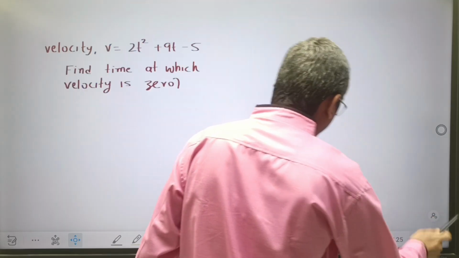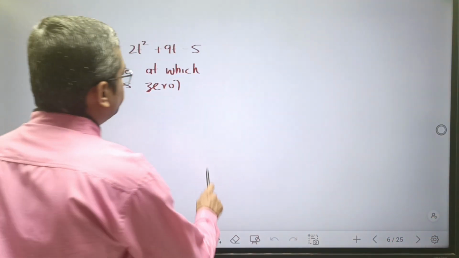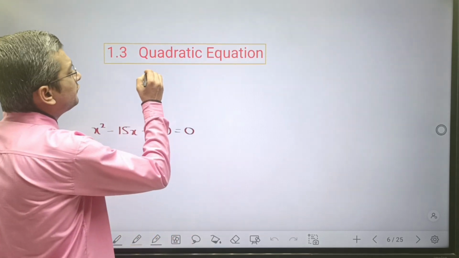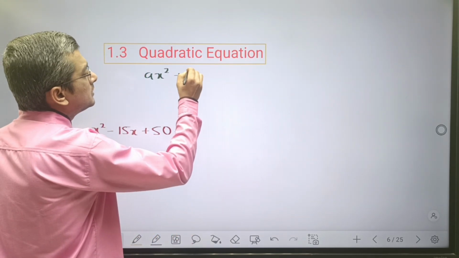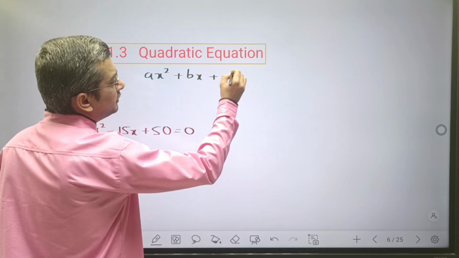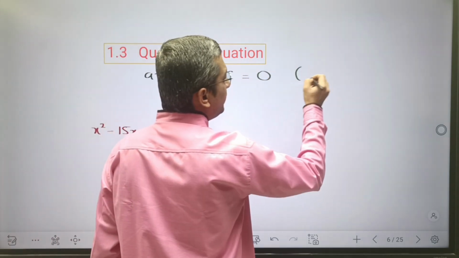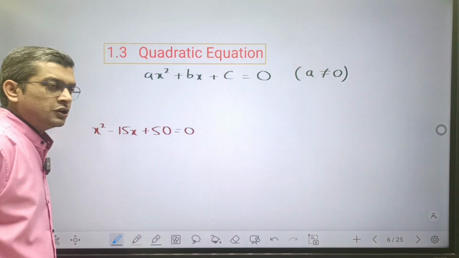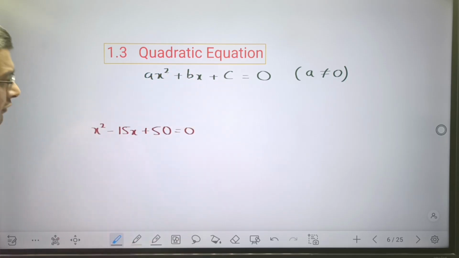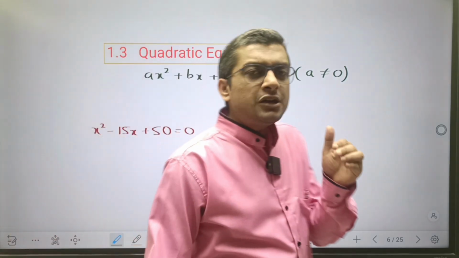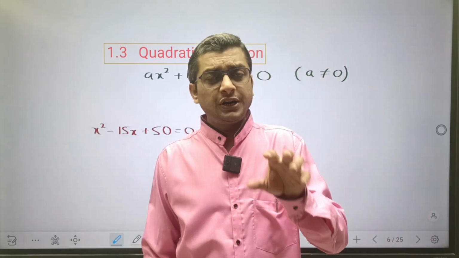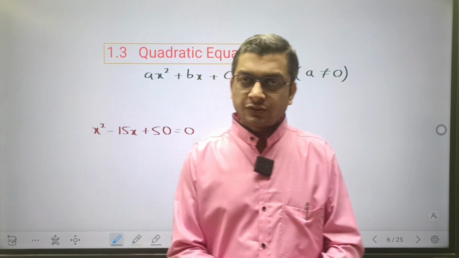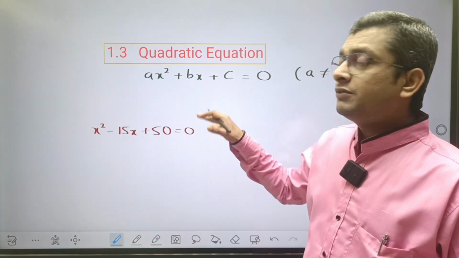Okay. Now, the next topic is quadratic equations. Dear students, any equation of the format ax square plus bx plus c is equal to 0, provided the coefficient of x square is not equal to 0, is known as a quadratic equation. There are many questions in physics, particularly in the topic of kinematics, that is motion in a straight line, motion in a plane, and in some questions of force, where you have to deal with quadratic equations.